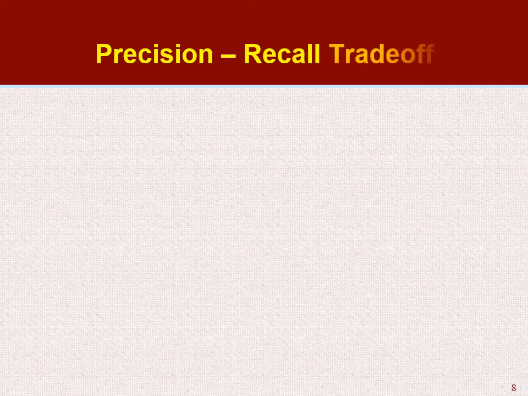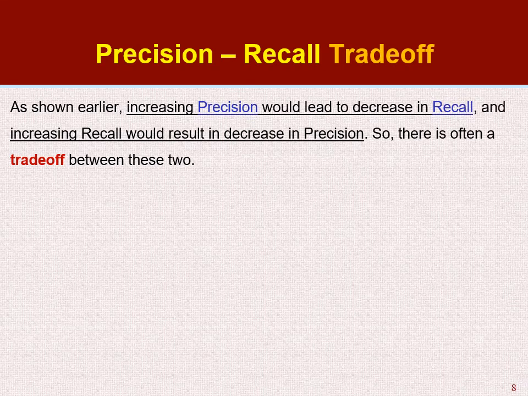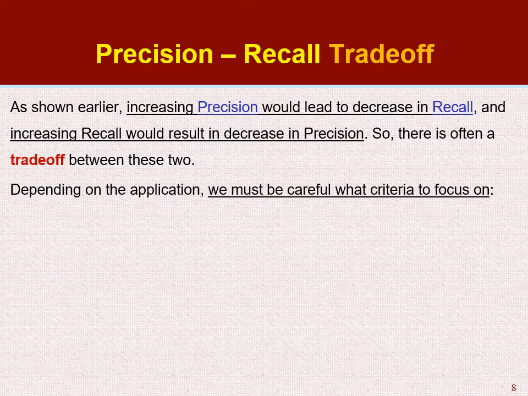More about precision recall trade-off. As we saw earlier, increasing precision would lead to a decrease in recall, and increasing recall would result in a decrease in precision. And that's called the trade-off between the two. So depending on the application, we must be careful what criteria to focus on. Should we focus more on increasing precision, or should we focus more on recall, which would lead to lowering the other one?